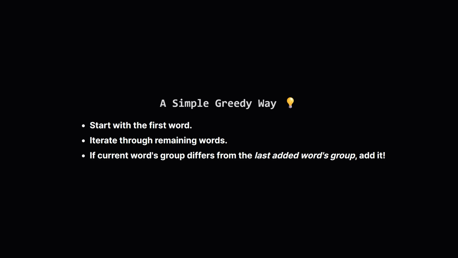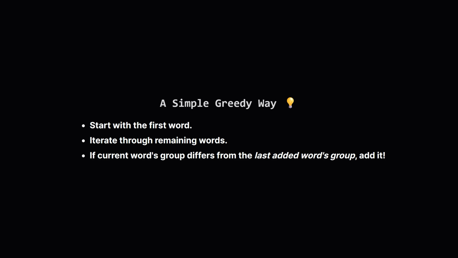If its group is the same, we skip it and look at the third word. If its group is different from the group of the last word we actually added to our result list, we add this third word. We just keep doing this, always comparing the current word's group with the group of the very last word we decided to keep.